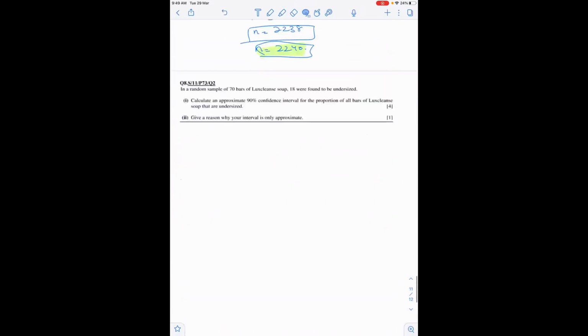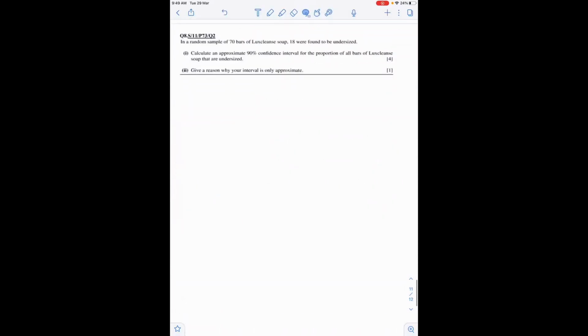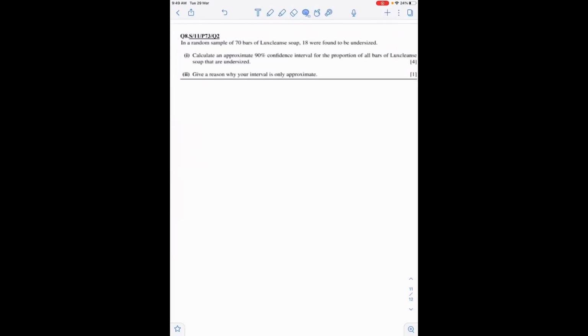Okay, let's do 8 first. It says in a random sample of 70 bars of Lux Clean soap, 18 were found to be undersized. Calculate an approximate 98% confidence interval for the proportion of all bars of this soap that are undersized. They have used the word proportion, as in every question. So you will write: let X be the proportion of undersized soap bars.